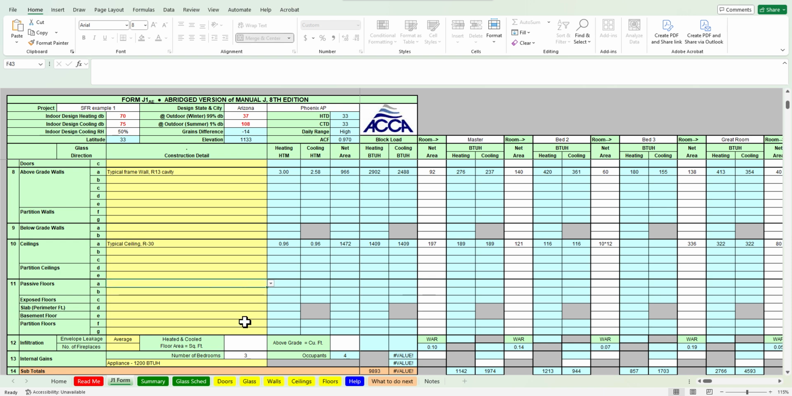And passive floors, where are we? Slab. Okay, here we go. So passive floor, so slab, perimeter feet. Notice here, it says right here, perimeter feet. You see that? We are not doing the area of the floor. We are doing literally just the perimeter of the exterior.